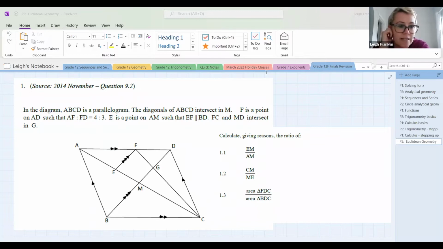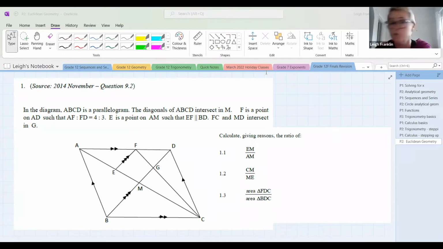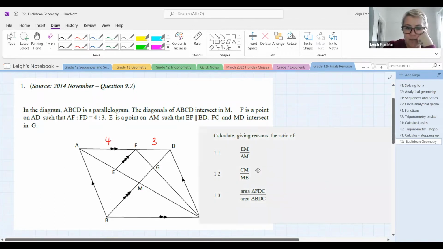Here they say to us that F is a point on AD such that AF is to FD is 4:3. So of course we say, okay, that means I've got to do this: 4:3, like so. And E is a point on AM such that EF is parallel to BD. Lovely. FC and MD intersect at G. Fine, we've got it. Now they want us to calculate, giving reasons, the value of the following.